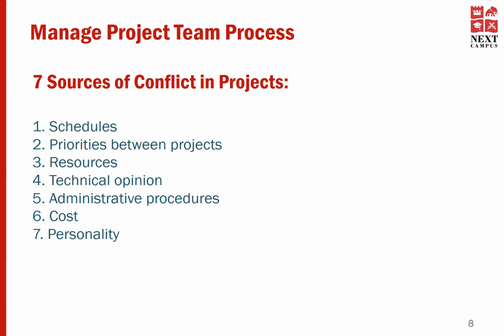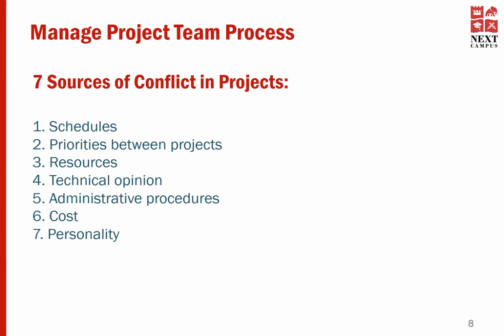There are generally seven sources of conflict in projects. First one is the schedules. For example, if the customer is requiring you to complete the project by the end of the year, and if there are delays and you cannot meet that deadline, then this might cause conflict between you and the customer in your project. Second, priorities between projects. Depending on the priorities of the project in an organization, requirements might be weighted by the company, and this might cause conflicts in the project.